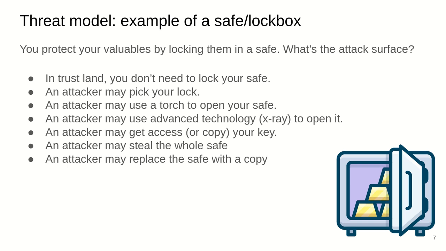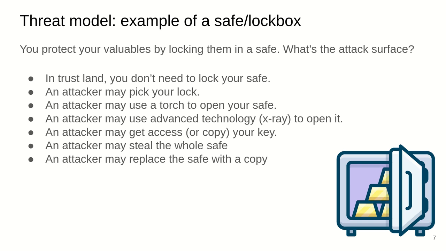An attacker may pick your lock, right, by attacking the lock of the safe, right? So this is part of the exposed API or the exposed interface that the safe provides. An attacker may be able to attack it. And this would be confidentiality and integrity if they break open the lock. An attacker may use a torch to open your safe, right? And this would destroy the safe in the process, while picking the lock may be stealthy.